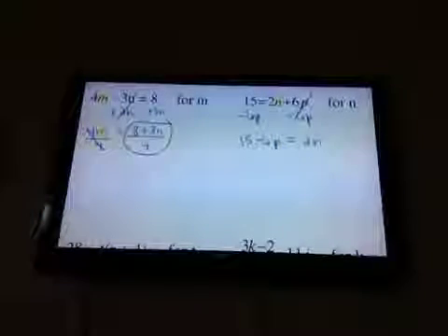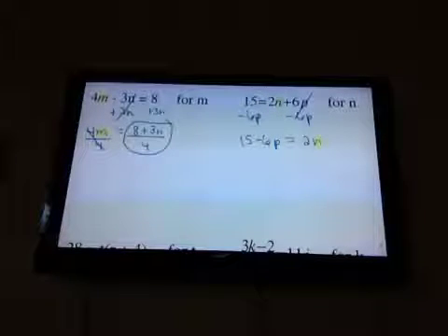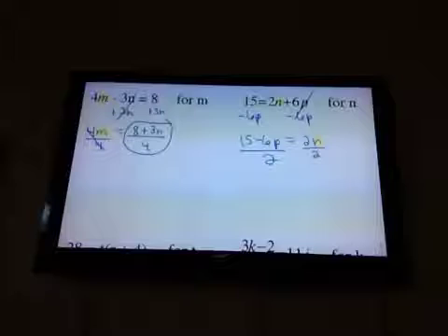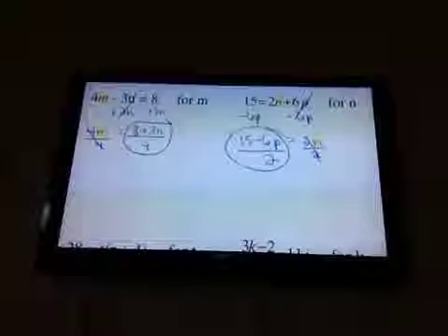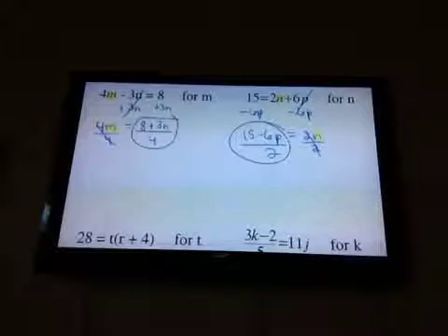And then I want that n by itself, so what do I do? Divide by 2. And there's my answer. So those were similar questions. One had an addition, one had a subtraction.